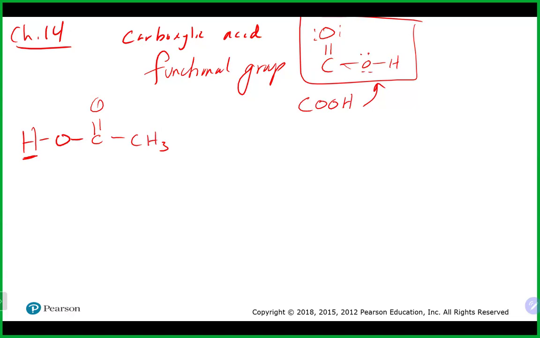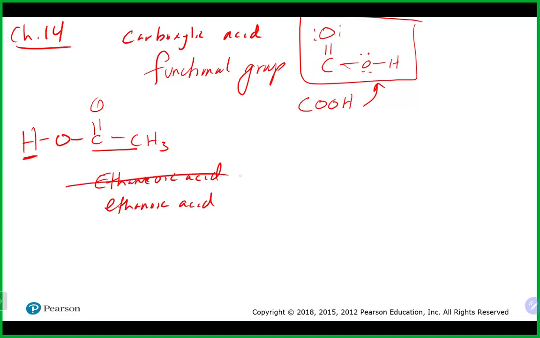So we do name it based off of how many carbons there are. So in this case, there's 2 carbons. This is what is known as ethane. And then we drop the E and put oic acid at the end of it. So this is ethanoic acid.